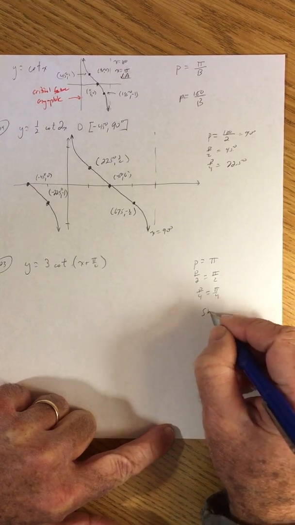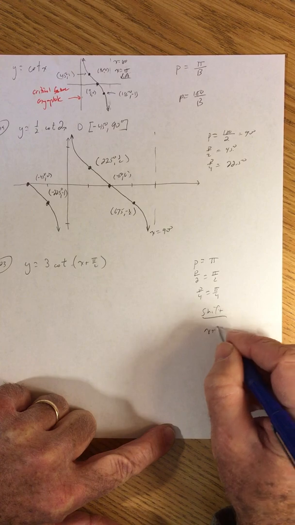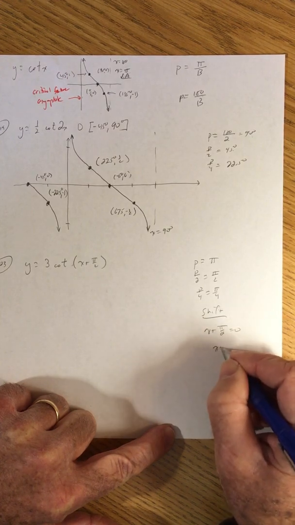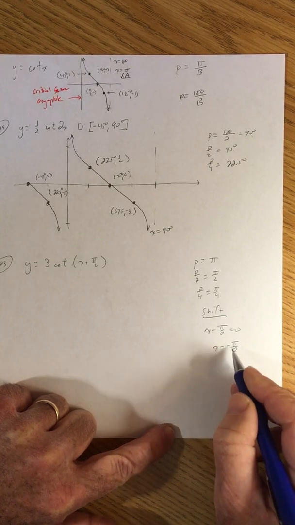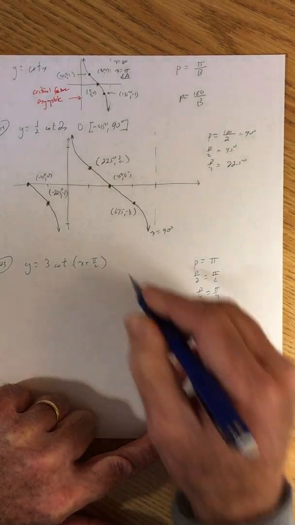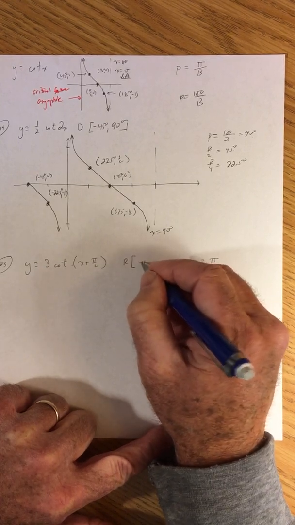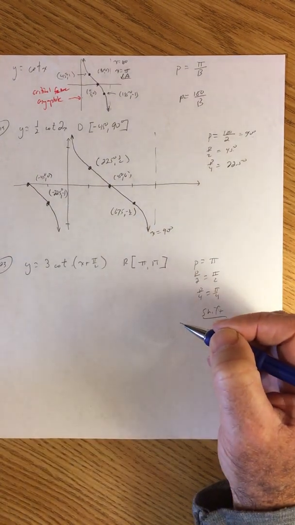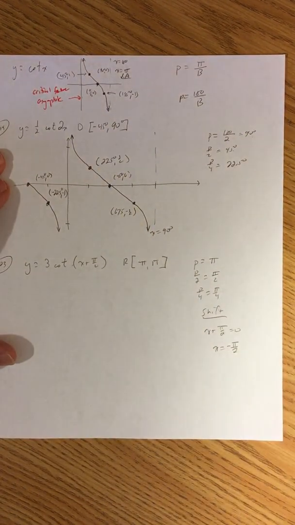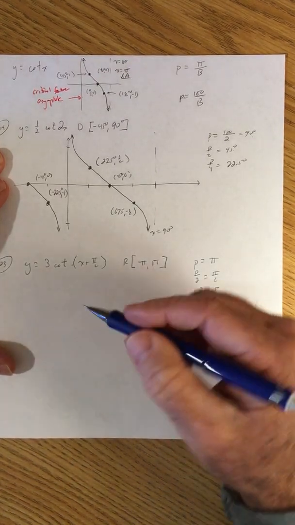We do have a shift, and we find the shift by setting the argument equal to 0. x is equal to negative pi over 2. That's going to be the shift. I should have put down that this will be a radian problem, and we're going to go from negative pi to positive pi. So with our tick marks at pi over 4, we need 4 to the left, 4 to the right.